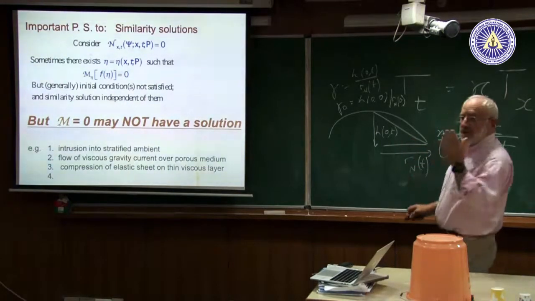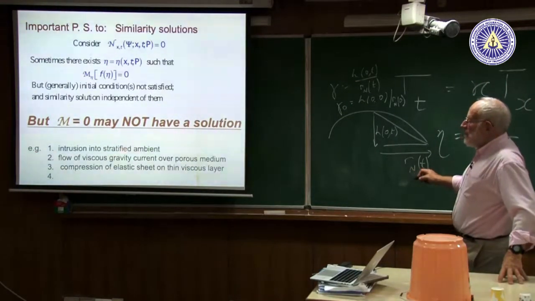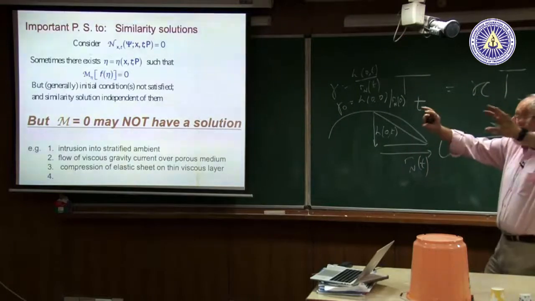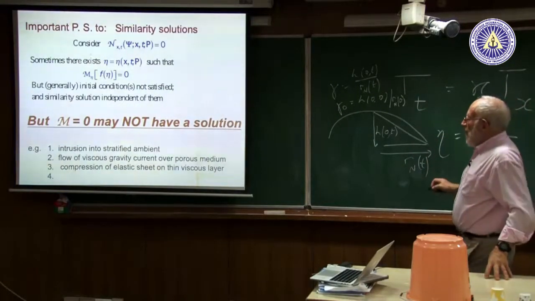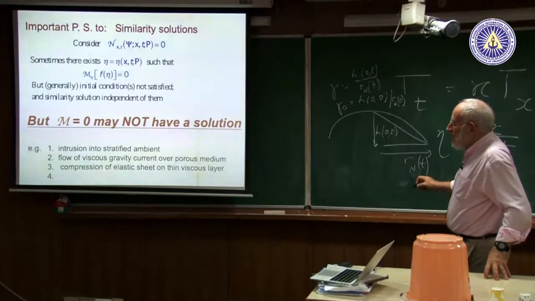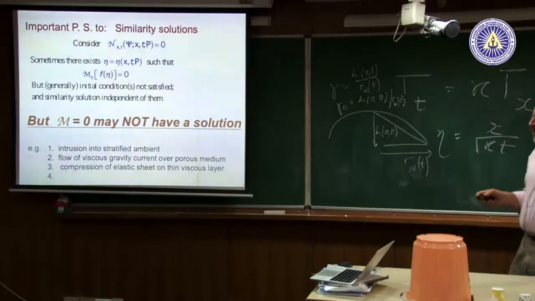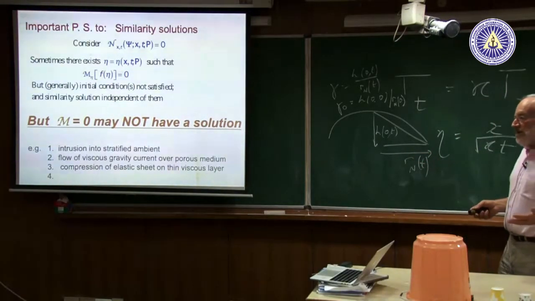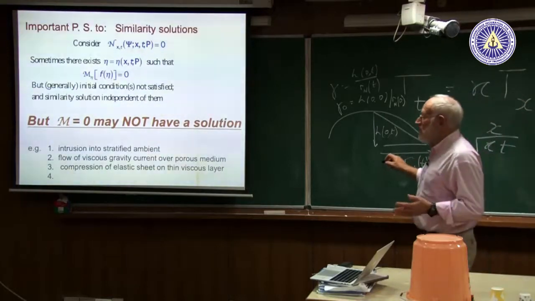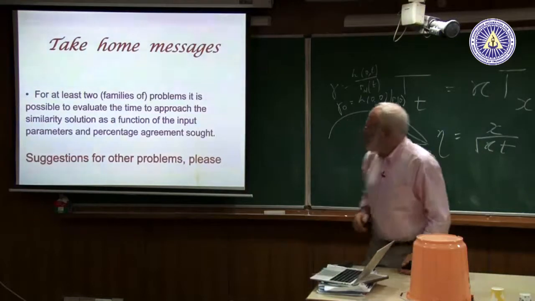And there are lots of situations, and we'll talk about one next lecture. Intrusion into a stratified ambient, like a volcano, the flow of viscous gravity current over porous media, and so on. I bet there are many more. We can write down this, but it's non-linear, and while you have the right number of boundary conditions, there just isn't a solution. That, of course, we're not that familiar with, but it definitely can happen, and it does here.